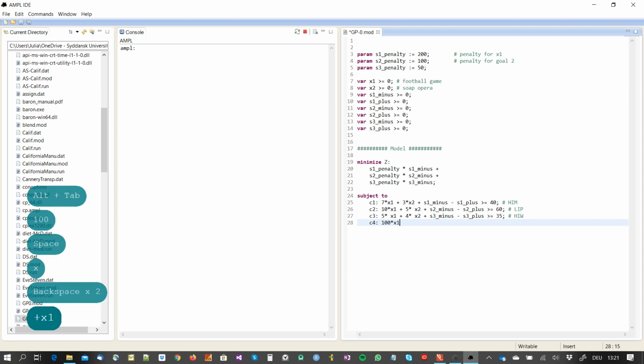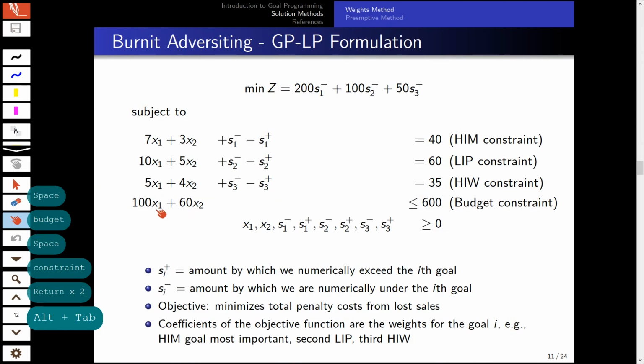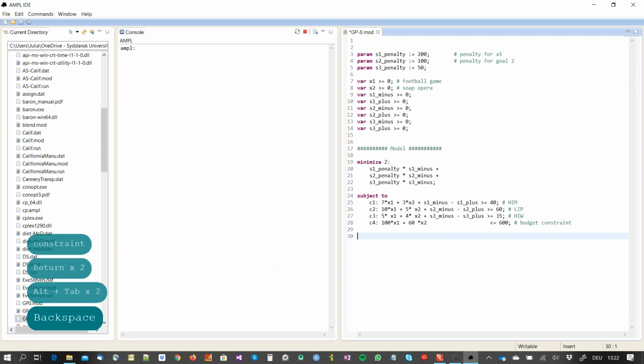So 100 x1 plus 60 multiplied by x2. And now we don't introduce deviational variables because we want to reach the goal of spending at most 600,000. So that's the budget constraint. As you can see, that is the whole mathematical model that we need to state so far.